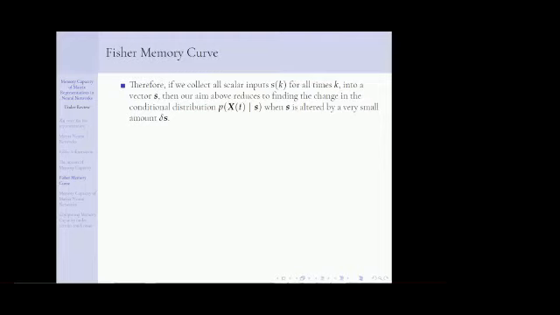So our aim now is to find the change in probability distribution, the change in this conditional distribution, where, conditional on the previous inputs, the previous input vector is altered by a very small amount, delta S. So we want to do that now. What this means is that we want to find how much change in the conditional distribution is happening when we change our input vector.